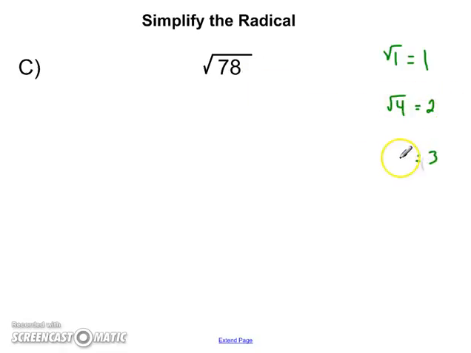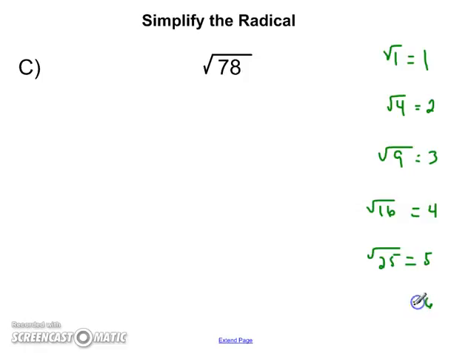If I go to 3, 3 times 3 is 9. Does 78 divide evenly by 9? Oh, sorry, 78 divided by 9 is 8.6 repeating. Well, that doesn't work either. So we go to 4. That's 16. Does 78 divide evenly by 16? 4.875. That doesn't work either. 25 would be the next one, that would be 5. Well, 25 does not go into 78 evenly.